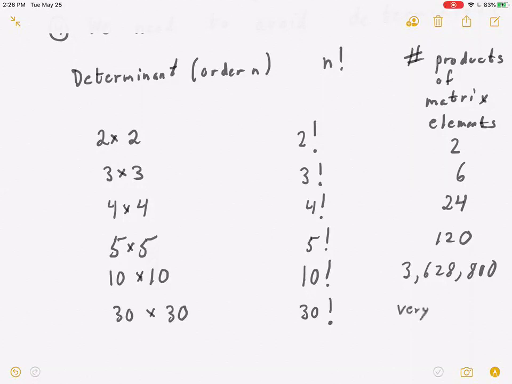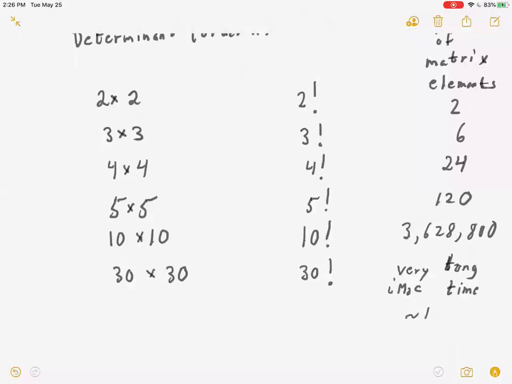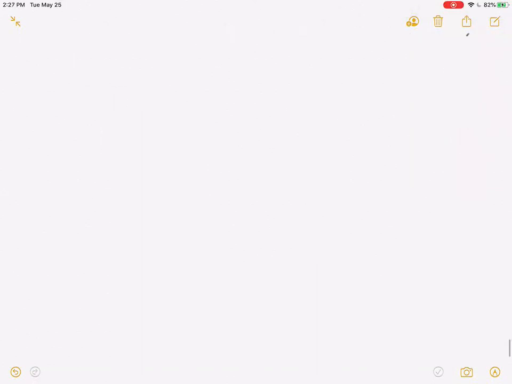And if you actually try to do this on, let's say, an iMac, which is not a big machine, it's not a supercomputer, it probably would take you about 10 to the 7 years to actually write that out using an iMac. So the moral of the story is that determinants are great if you're looking at small systems.